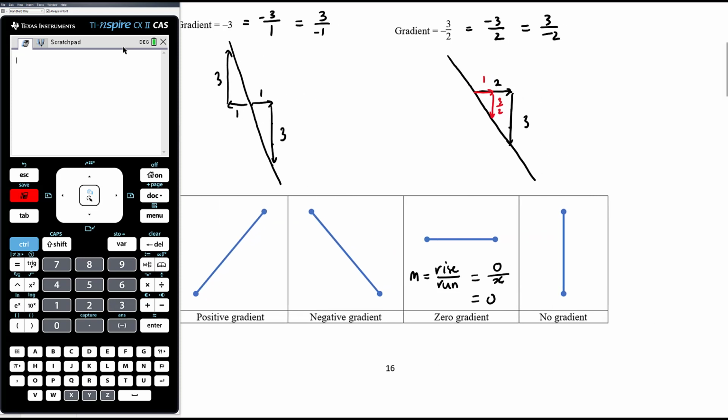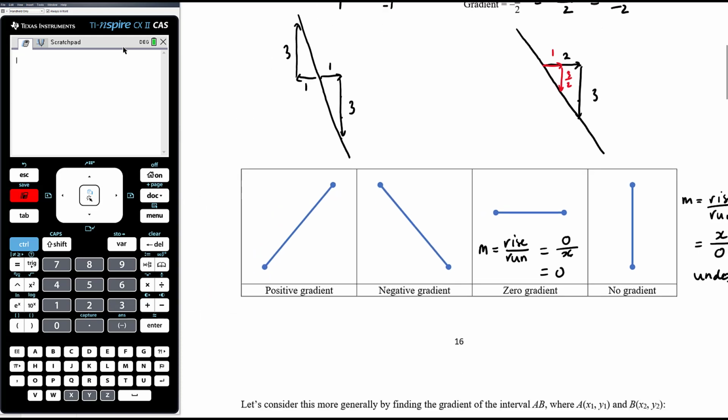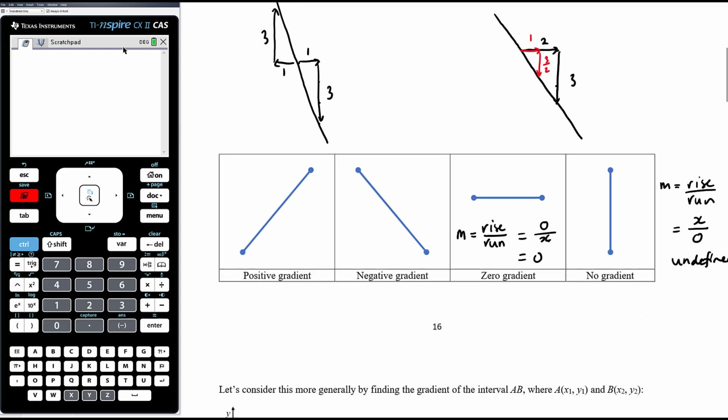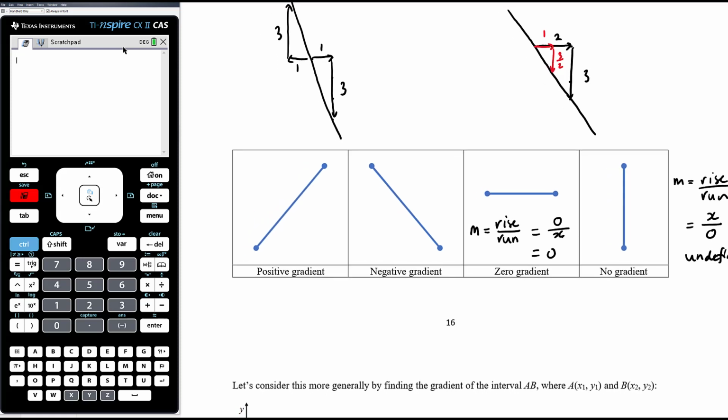A vertical line, however, think about rise over run: a vertical line has as much rise as you want. 2, 10, 15, 75, negative 30, doesn't matter, divided by absolutely no run, no horizontal change whatsoever. So rise being vertical change, run being horizontal change. Now, any number divided by 0 is undefined. Okay, so for a vertical line, we would say that the gradient is undefined, or it doesn't have gradient. Probably undefined gradient would be the more mathematical way to talk about that.